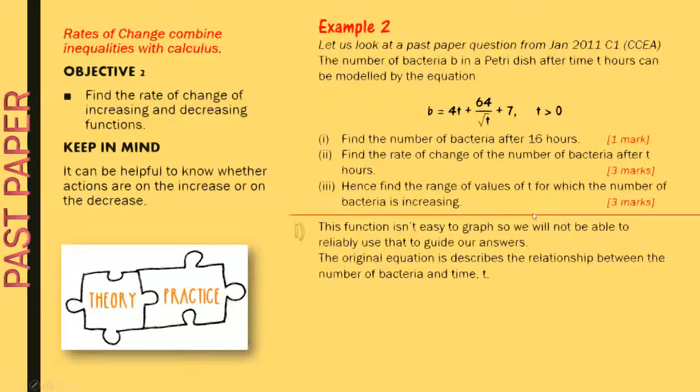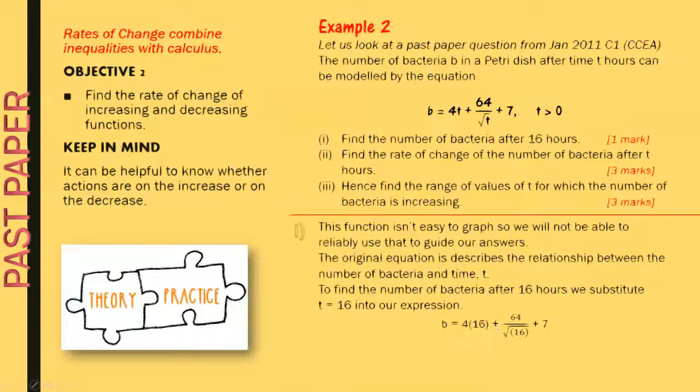So the original equation describes the relationship between the number of bacteria and time t. To find the number of bacteria after 16 hours, we substitute t equals 16 in the expression. Remember that this is the original expression that says how B relates to t. Our differentiated expression always just gives you the rate of change. Keep coming back to this again and again, because it's one of those things that people always get confused about. So when I put t equals 16, I get 4 times 16 plus 64 over root 16 plus 7. That gives me 64 plus 16 plus 7, and that gives me the number of bacteria to be 87.